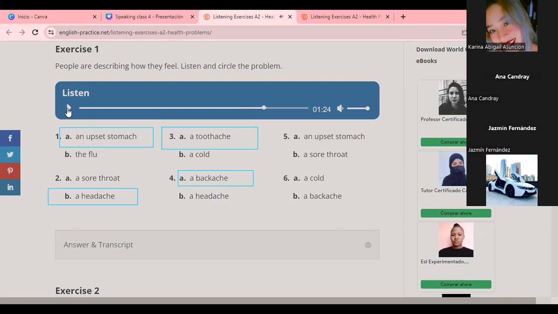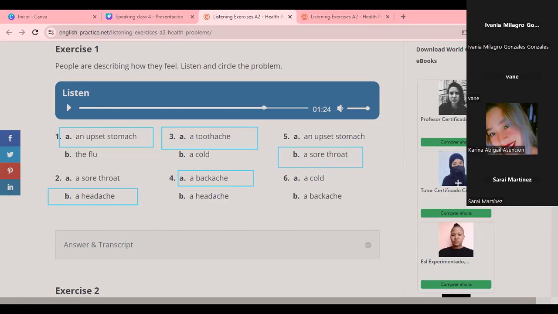So what do you think, Ana? What is the problem? What's wrong? Letter B. Very good. That is correct, Ana. A sore throat. And now the last one, number six, is going to be for Vane. So get ready, Vane. Number six is for you.